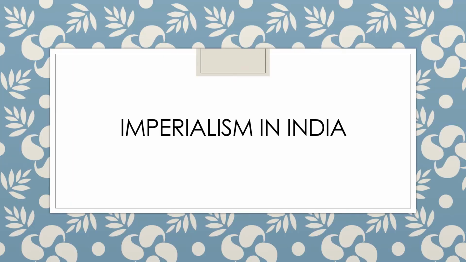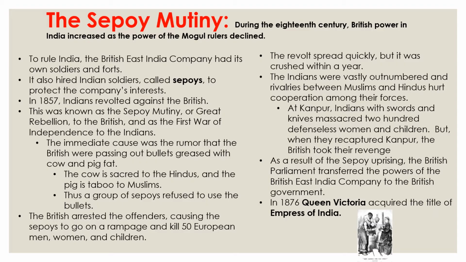Now let's talk about imperialism in India. During the 18th century, British power in India increased as the power of the Mughal rulers declined. Now, the British had been in India since the 1600s, and they had ruled in a kind of indirect way for so many years, with the Mughal rulers being, I guess you would say, incorporated by the British to rule in a way that was favorable to the British.